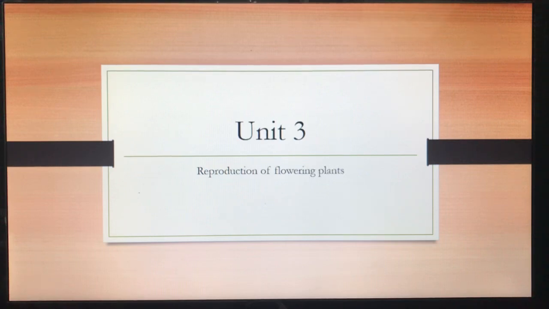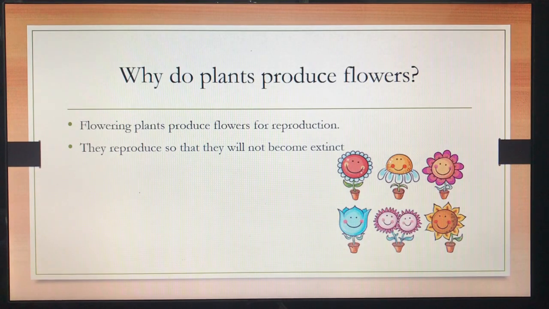Today we'll be going through Unit 3 for our afternoon science lesson. So Unit 3 talks about reproduction of flowering plants. So why do plants produce flowers? Some of you might say that plants produce flowers because it's beautiful, it's for us to see. But actually plants produce flowers to continue to reproduce so that they will not become extinct.